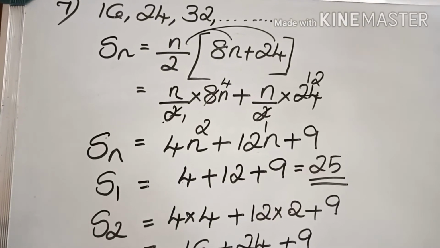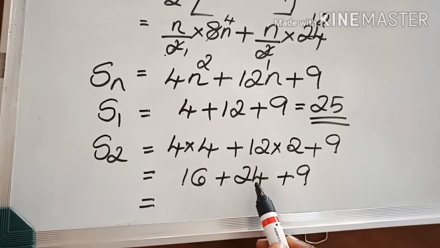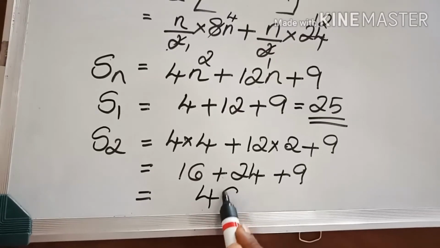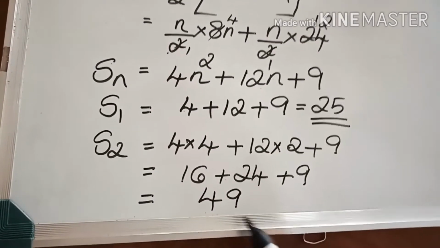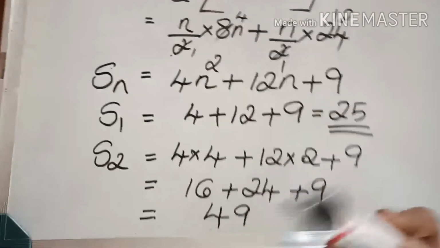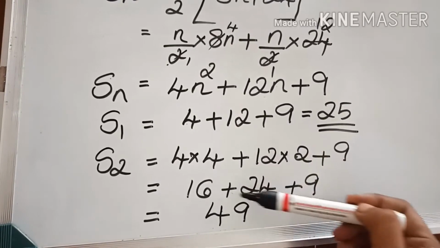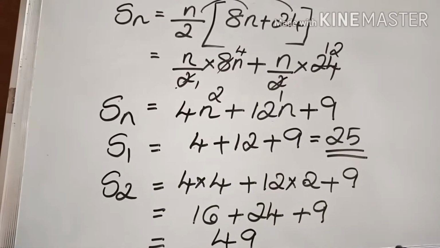Okay, next is, 16 plus 24. 16 plus 24 is 40. 40 plus 9, 49. 49 is also a perfect square. So when we continue this process, that means next number 3, then 4, you can see that after adding 9, the final answer we will get is a perfect square. So this is the method.